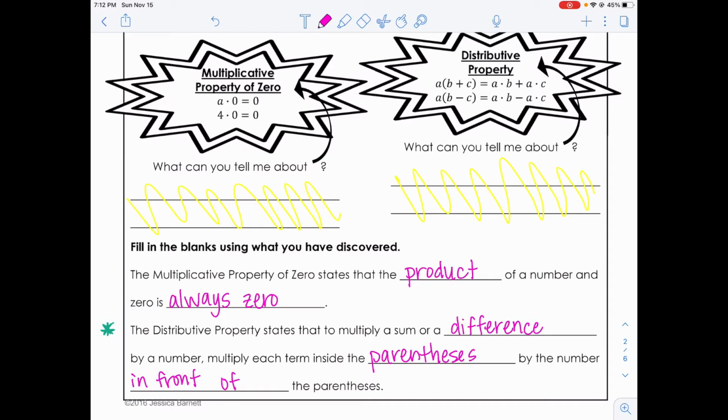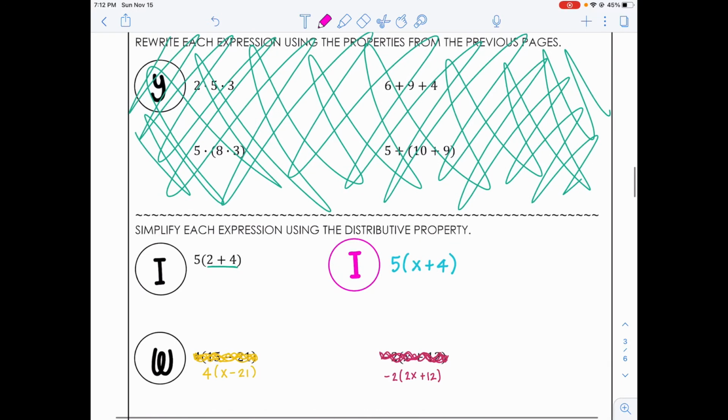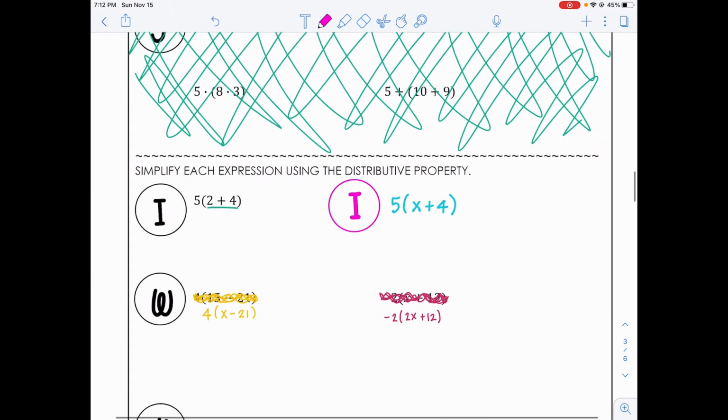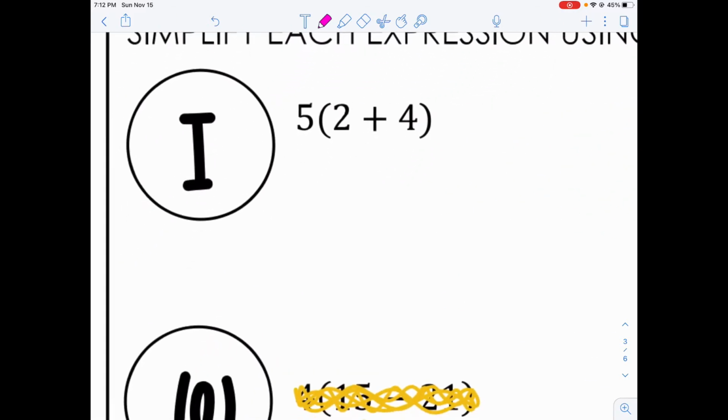Okay, go ahead and turn the page and we're going to talk some more about the distributive property. We are not doing this section on the top, so look down to the next one where it says simplify each expression using the distributive property. Now, we can double check number 1 to see what we should get when we do it.